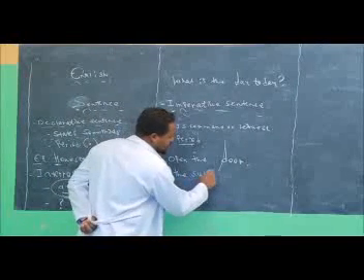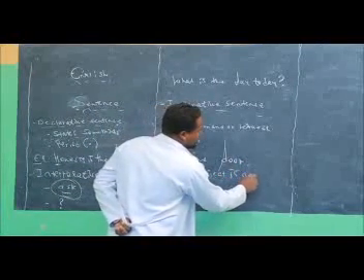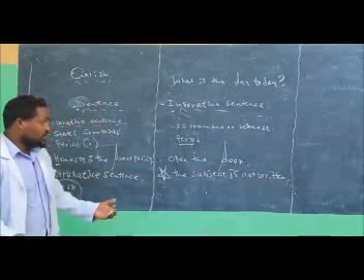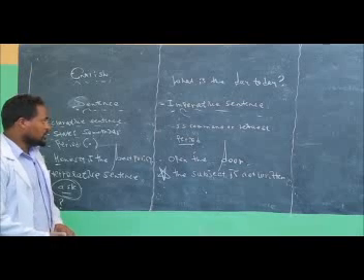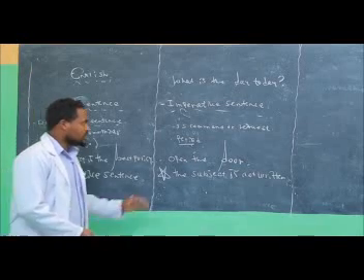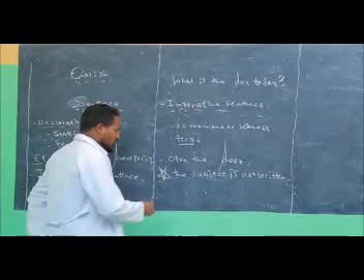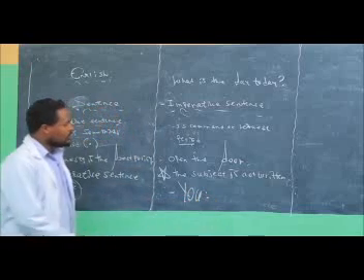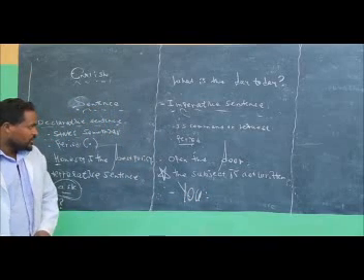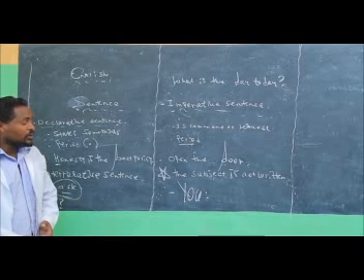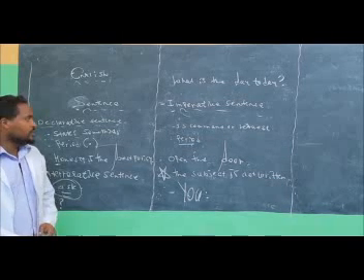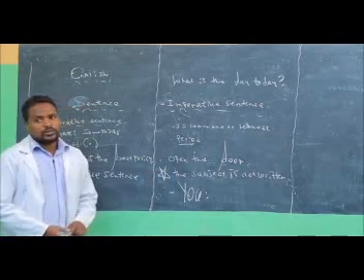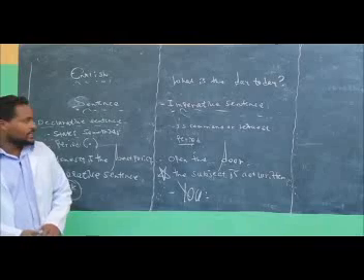The subject of the sentence is not written. It's always understood. It's not necessary to write the subject of an imperative sentence. The subject of an imperative sentence is always you. Open the door means you open the door. Take out your book. You take out your book. Do the exercise. You do the exercise.